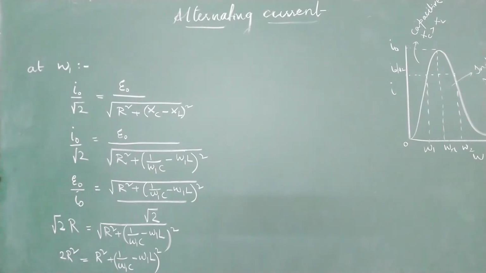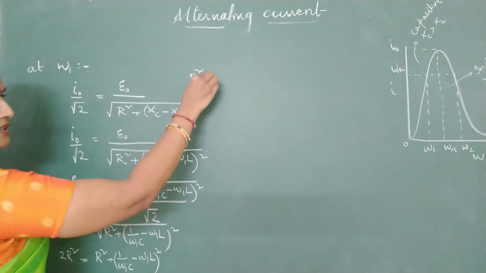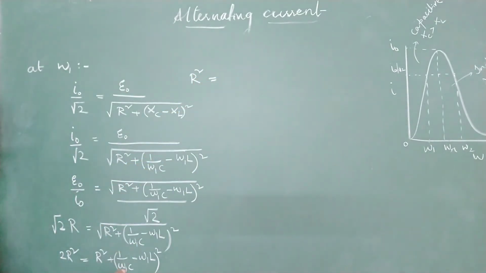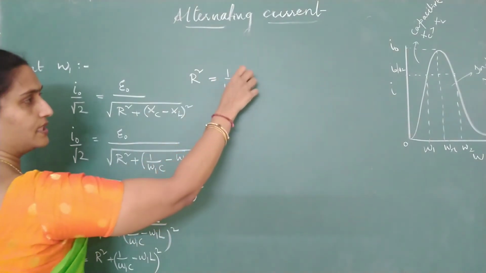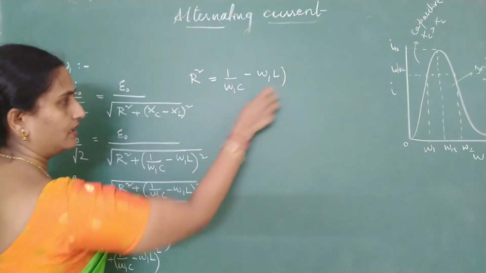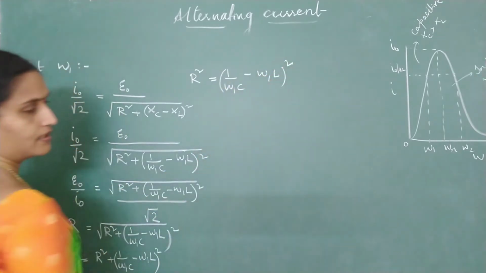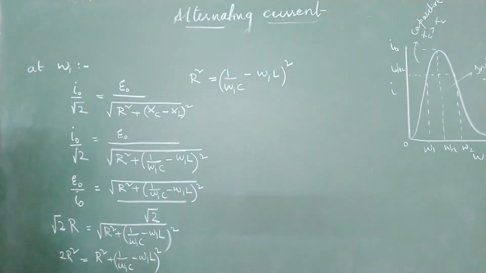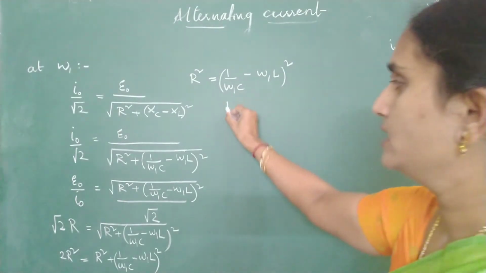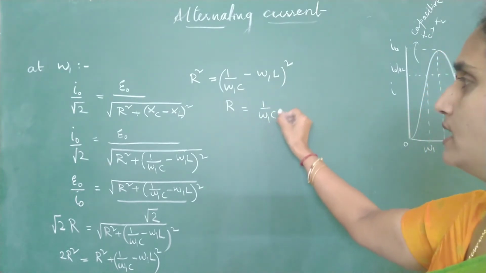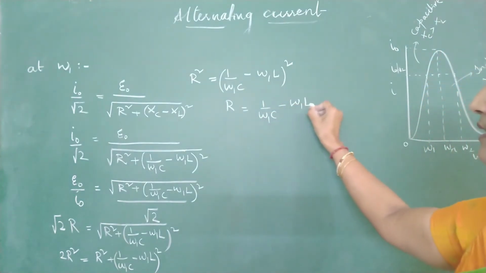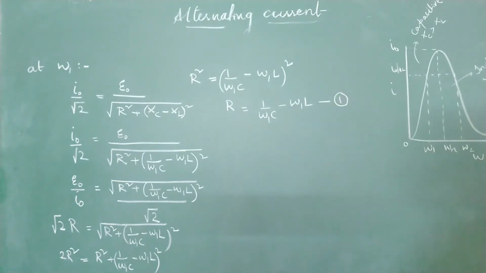Bring all R's on one side. 2R square minus R square is nothing but R square, equal to 1 by omega 1c minus omega 1L whole square. Apply the square root on either side. What will you get? From this relation I can write capital R is equal to 1 by omega 1c minus omega 1L. Call this equation 1.